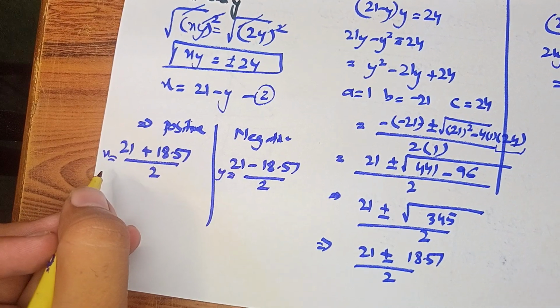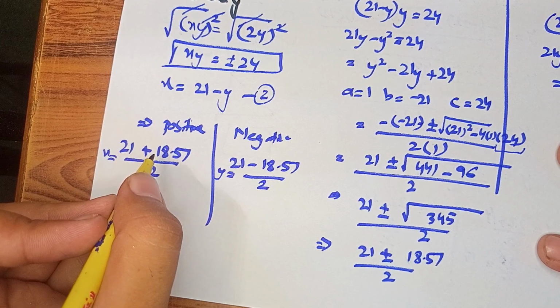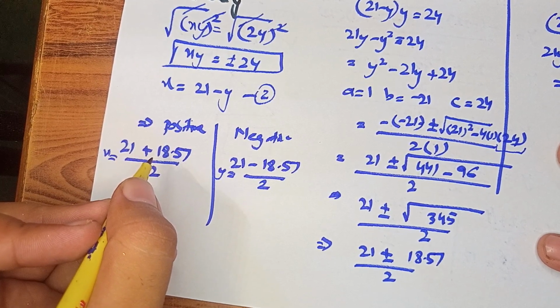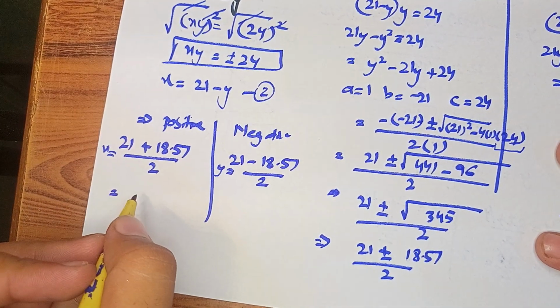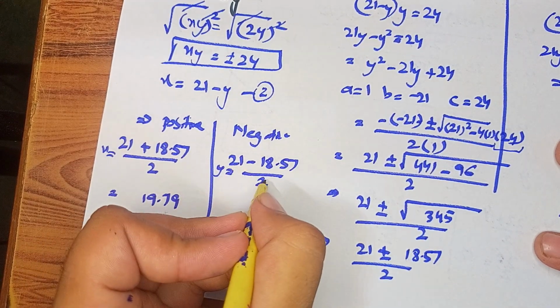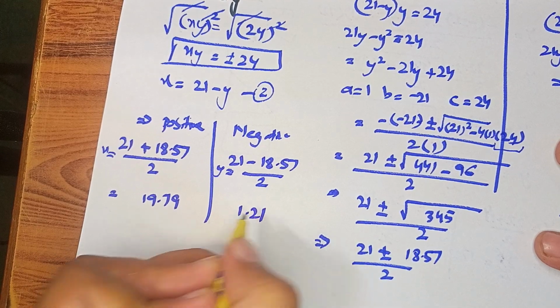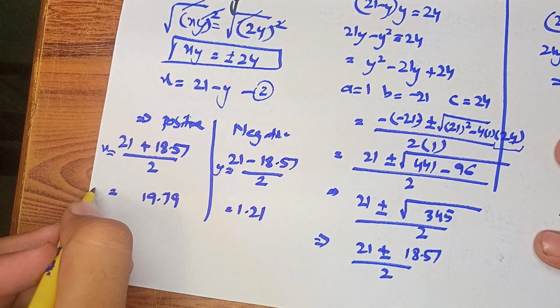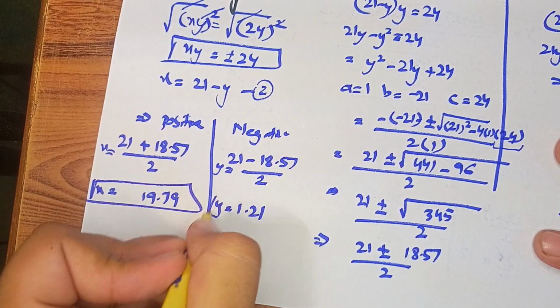Okay, so what is our answer? After adding these two values and after dividing, our final answer should be 19.79, and after subtracting and dividing these two values, our y answer should be 1.21. Okay, this should be x and this should be y. So our answer comes to this place.